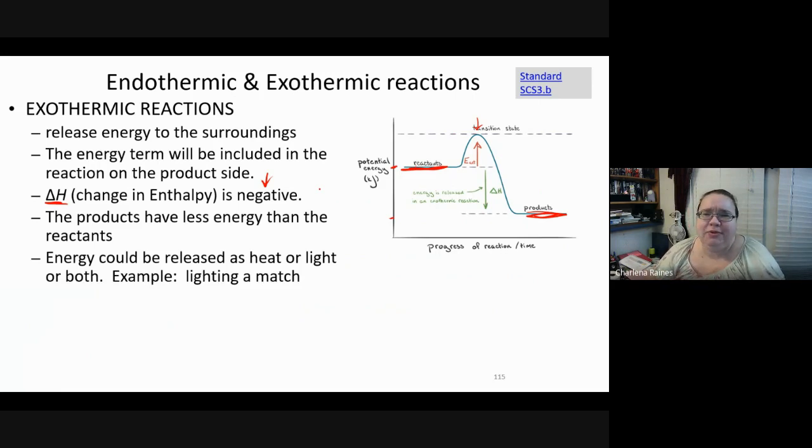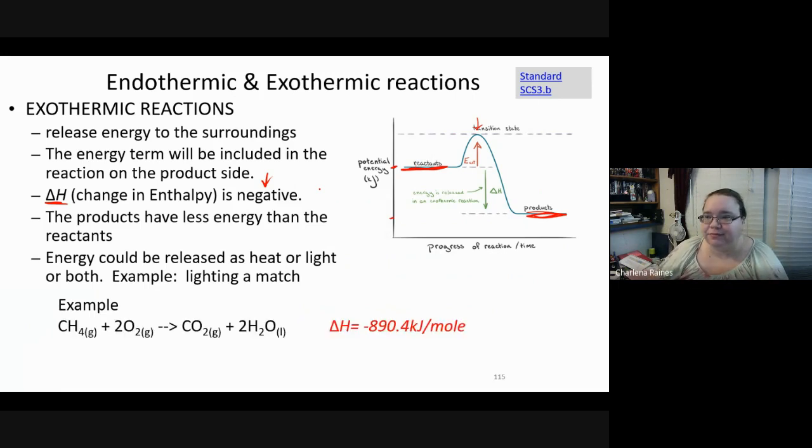A real world example could be lighting a match. We have to put that little initial strike of energy into it. That would be kind of going up the hill. But once the reaction starts, it gives off heat, it gives off light, and that reaction keeps consuming the match until it's completely used up. That would be an exothermic process.